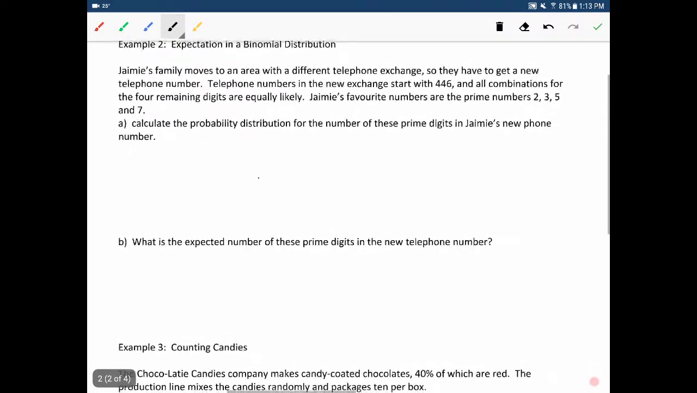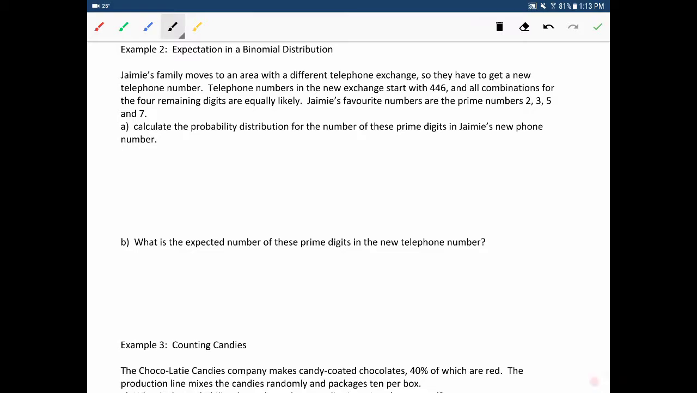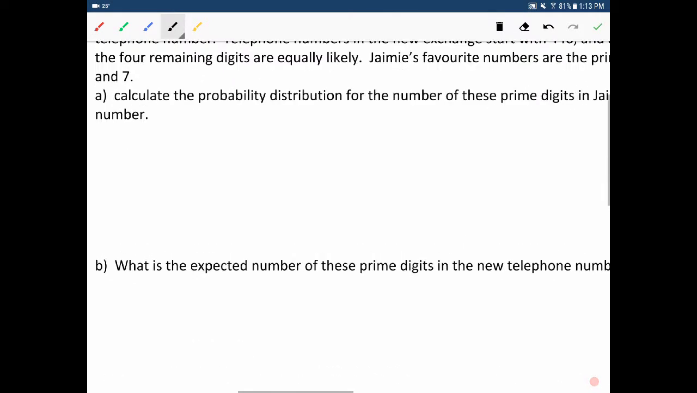All right, so let's take a look at another question here. Jamie's family moves to an area with a different telephone exchange, so they have to get a new phone number. Numbers in the new exchange start with 446, and all combinations for the 4 remaining digits are equally likely. Her favorite numbers are the prime numbers 2, 3, 5, and 7. We're going to calculate the probability distribution, first of all, for the number of these prime digits in her new phone number.